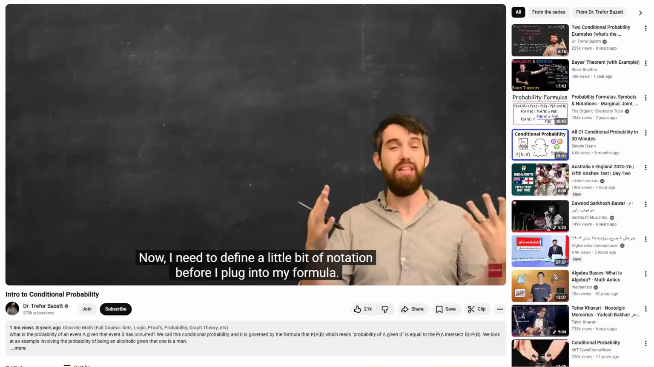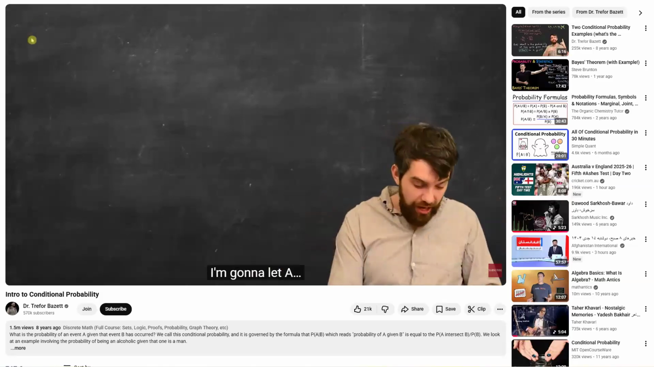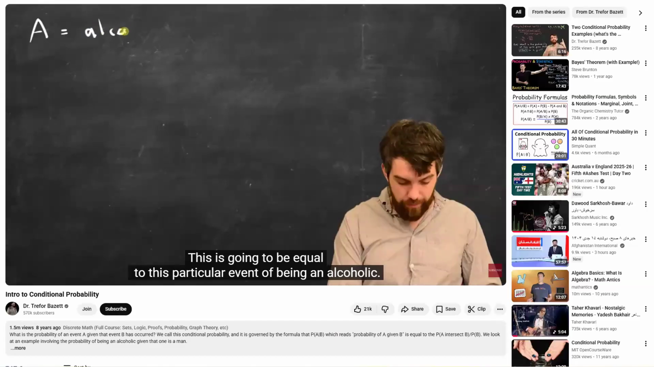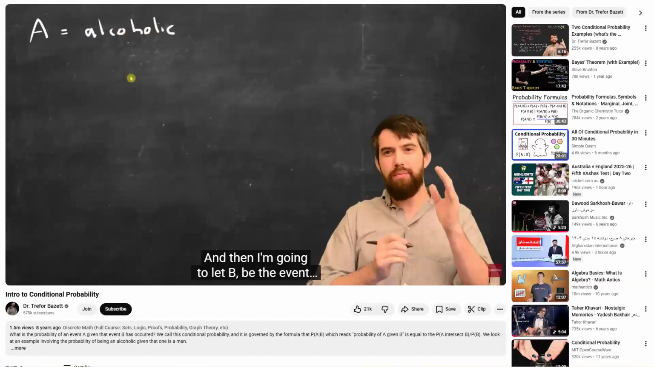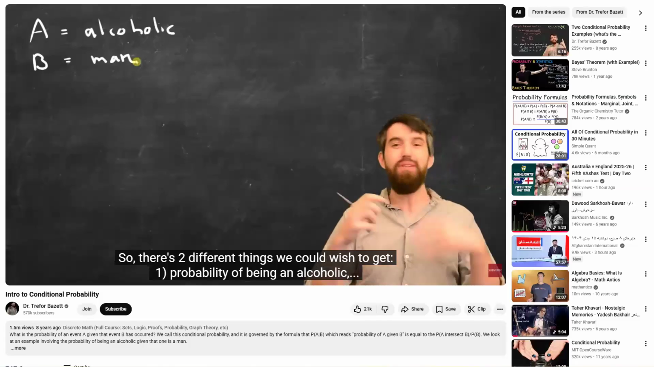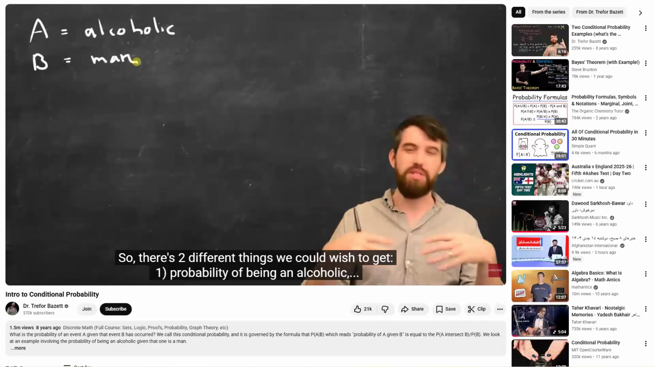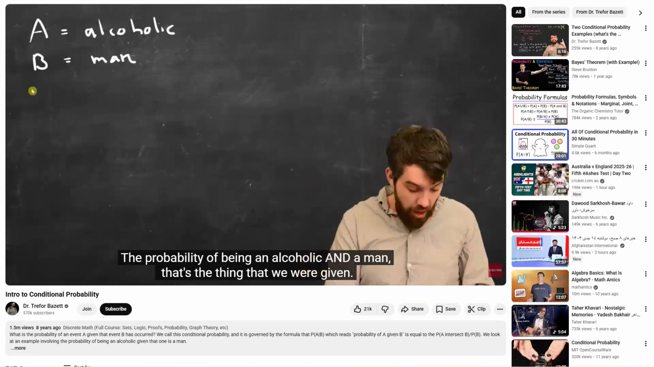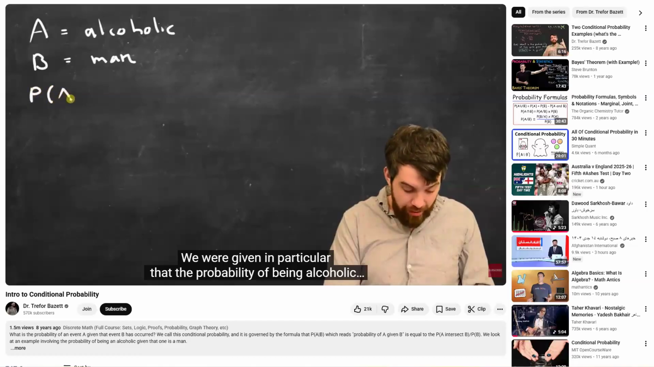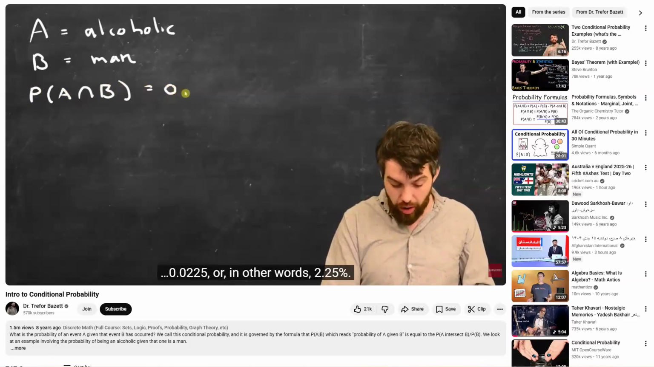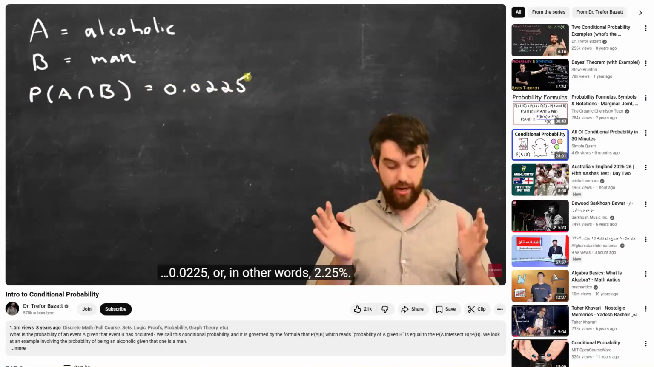Now, I need to define a little bit of notation before I plug it into my formula. I'm going to let A be the event of being an alcoholic, and I'm going to let B be the event that you're a man. So there are different things we could ask: the probability of an alcoholic, the probability of being a man, the probability of being an alcoholic and a man. That's the thing that we were given. We were given that the probability of being an alcoholic and being a man is equal to 0.0225, or in other words, 2.25%.